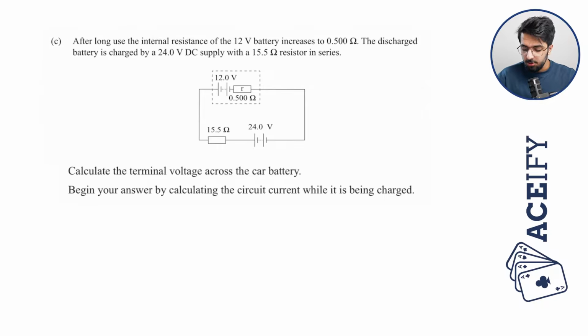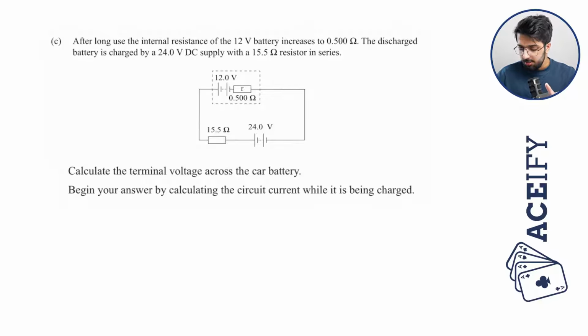After long use, the internal resistance of the 12 volt battery increases to 0.5 ohms. The discharged battery is charged by a 24 volt DC power supply with a 15.5 ohm resistor in series. Calculate the terminal voltage across the battery. Begin your answer by calculating the circuit current while it is being charged.